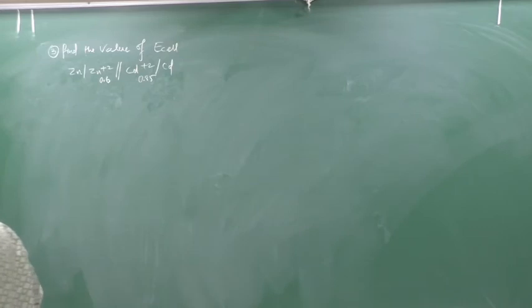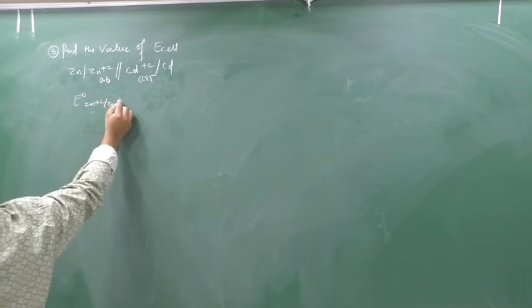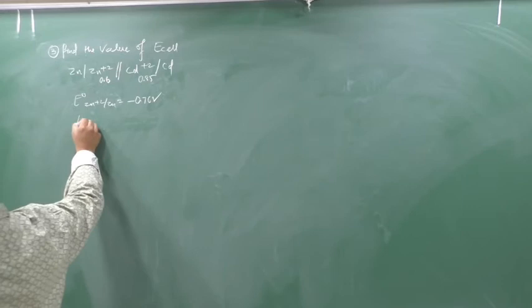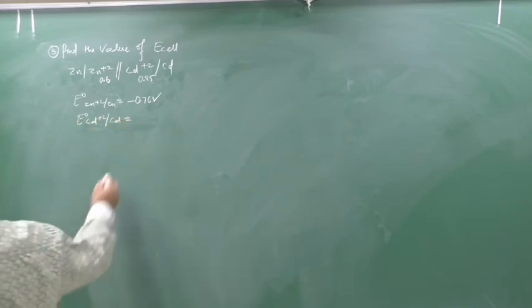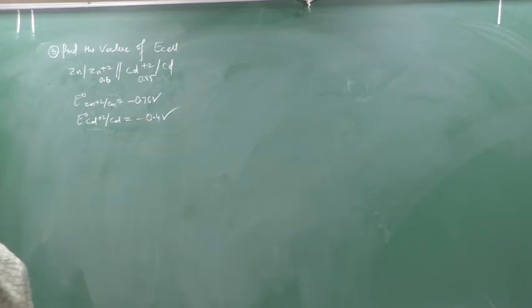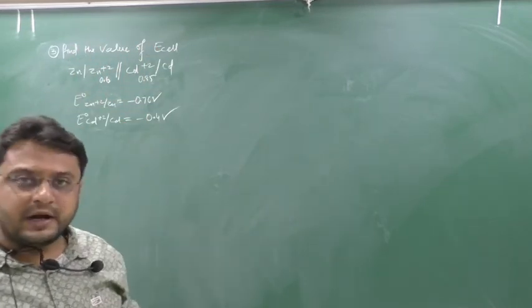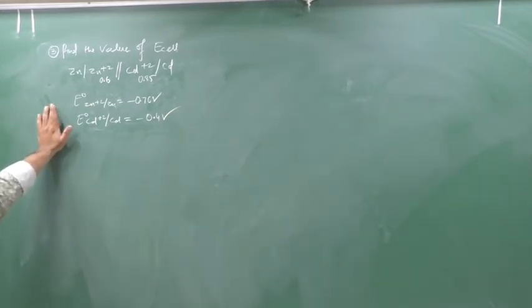Here you can write down E0 Zn plus 2/Zn equal to minus 0.76 volt, E0 Cd plus 2/Cd equal to minus 0.4. Clear? So, find the value of E naught cell. First you have to write down the net reaction, because in the question they have not given the net reaction. Then apply the Nernst equation and extract the formula. So, pause the video and try to solve it.